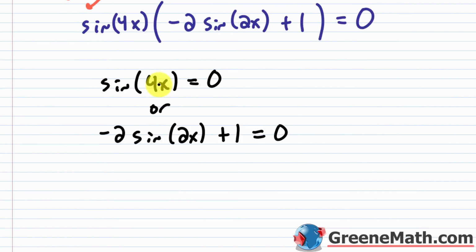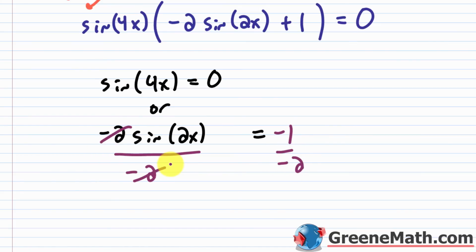In this case, it's 4x equals 0 or some number. This is okay. For this, when you want to clean it up, you would want sine of 2x equals some number. So let's go ahead and subtract 1 away from each side. This cancels. And then I would divide both sides by negative 2. So this would cancel. So you're going to get the sine of 2x is equal to 1/2.